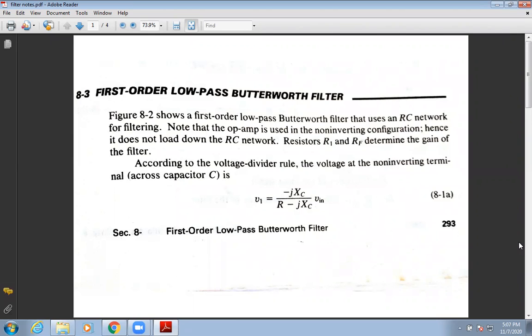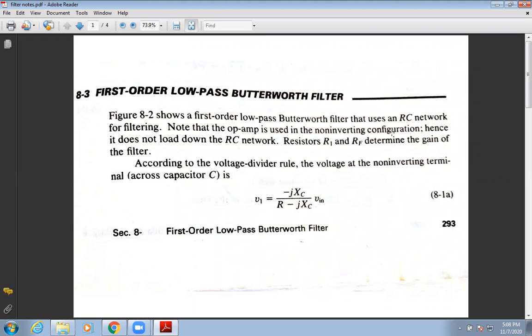Good morning, dear students. In this lecture, I will design and analyze the first order low pass Butterworth filter. Figure 8.2 shows the first order low pass Butterworth filter that uses an RC network for filtering. Or we can say in this filter, we are using an RC network. Note that the op-amp is used in non-inverting configuration.